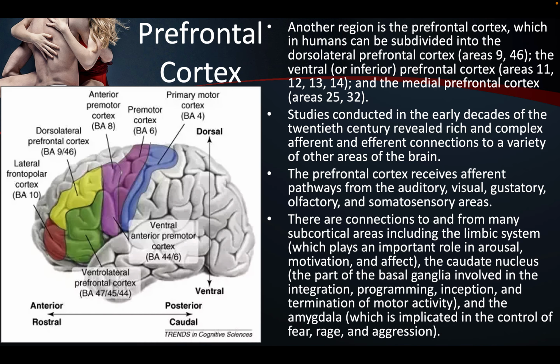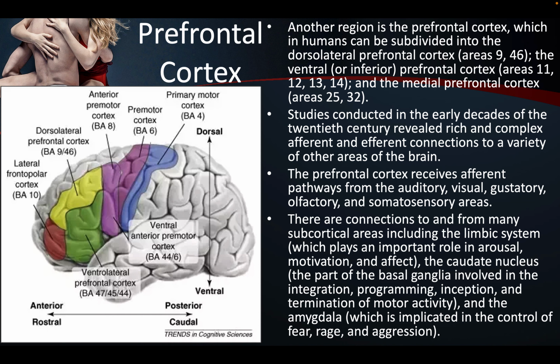Another region is the prefrontal cortex, which in humans can be subdivided into the dorsolateral prefrontal cortex, areas 9 and 46. And that one's this fuchsia one. That's not fuchsia, that's chartreuse. That's what color that is. The ventral or inferior prefrontal cortex, and that's this green one right here. It's got a different number on this one. And the medial prefrontal cortex, which isn't on this slide.